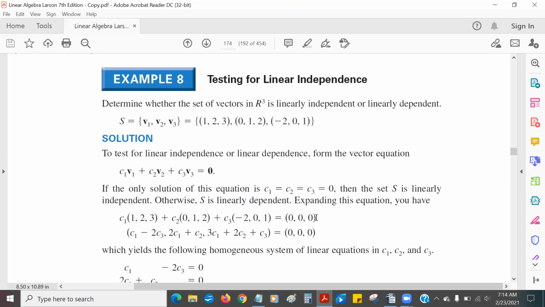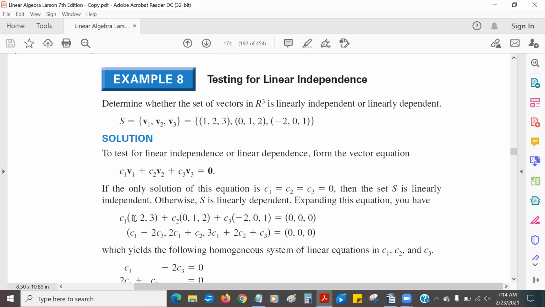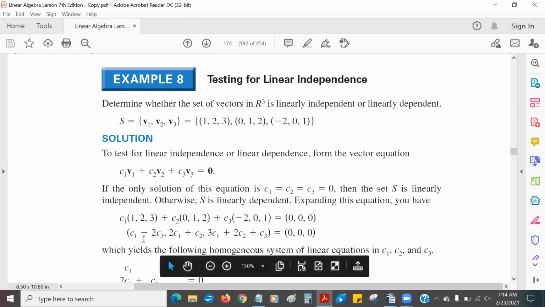So we want to see what we get when that happens. First I'm going to regroup everything. In the first component, we have 1 times C1. We don't have any C2 because there's a 0 there, and we have minus negative 2 times C3. So the first component is C1 minus 2 times C3. In the second component, by the same argument, we have 2C1 plus C2. And the last component is going to be 3C1, 2C2, and C3. We're setting these equal to 0, 0, 0.